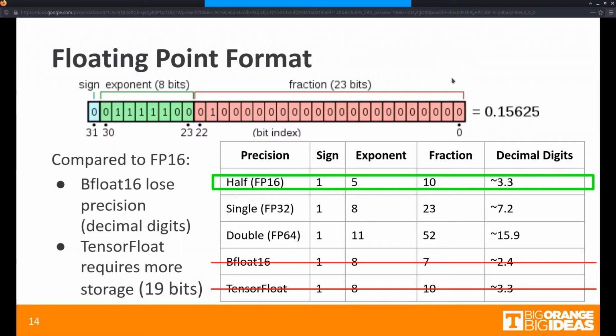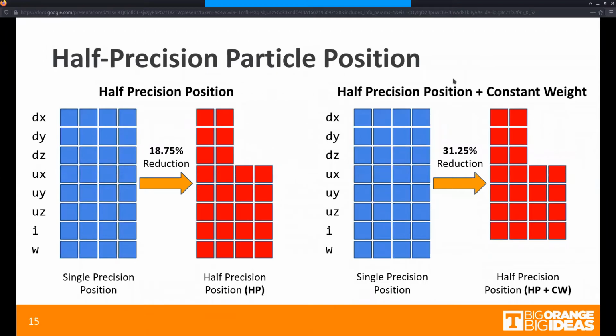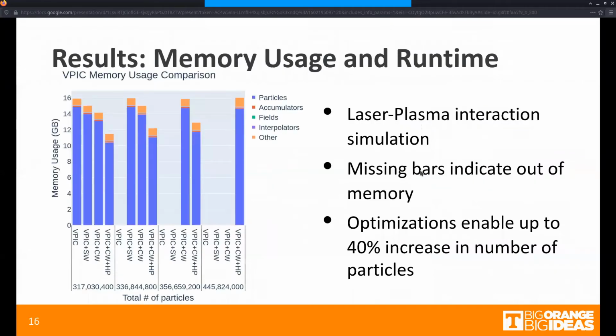Our half precision optimizations reduce memory usage by up to 18.75%, and when combined with our weight optimizations, can reduce memory by up to 31.25%. Testing was done on an NVIDIA V100 GPU in a GPU-accelerated Power 9 cluster. Memory usage and runtime performance were tested using a laser plasma interaction deck set to use 16 gigabytes of memory. The scaling characteristics of VPIC are well studied, so this test is sufficient.